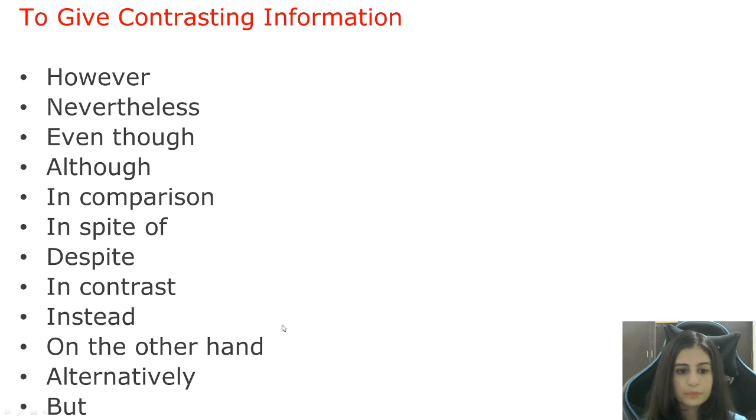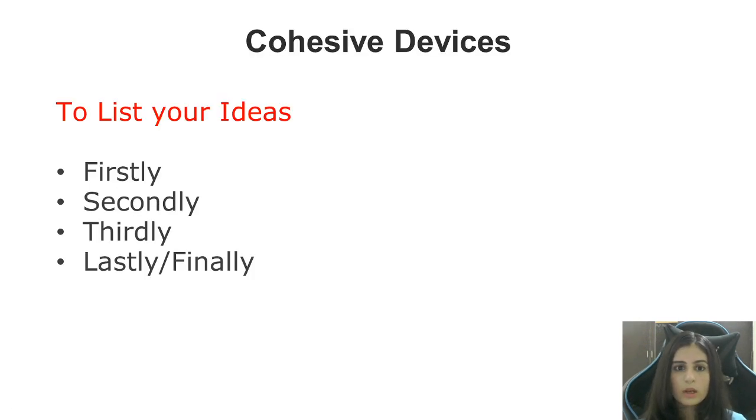All right. So to list your ideas, this is the simplest slide, I guess. All of us know how to use firstly, secondly, thirdly, fourthly, lastly, finally. So this is how you would list your ideas. So these are the connectors used when you're listing your ideas.